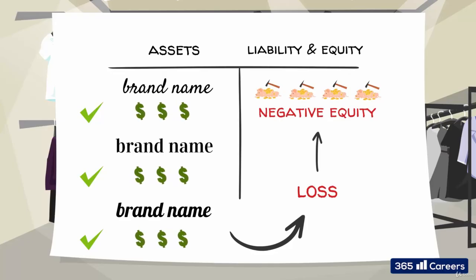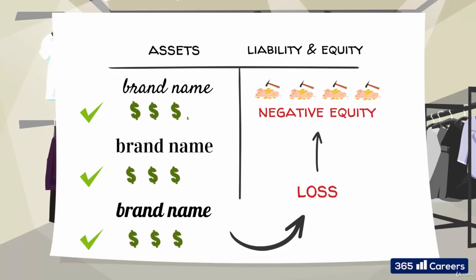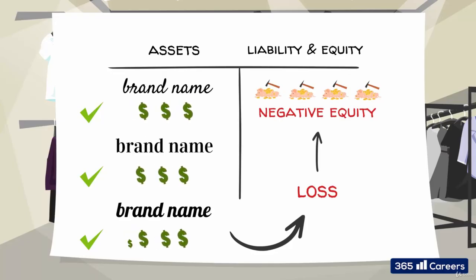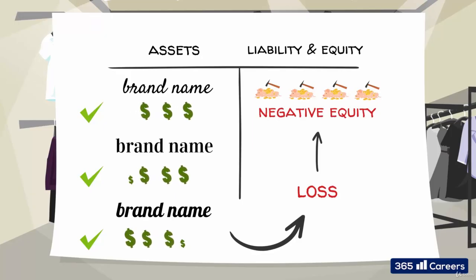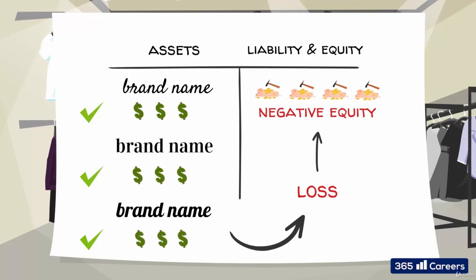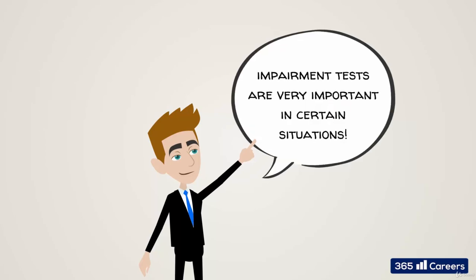Instead, the company continued to operate for several years until it declared bankruptcy. These several years of additional accumulated losses resulted in even higher losses for the company's creditors. So, yes, impairment tests can be quite important in certain situations.